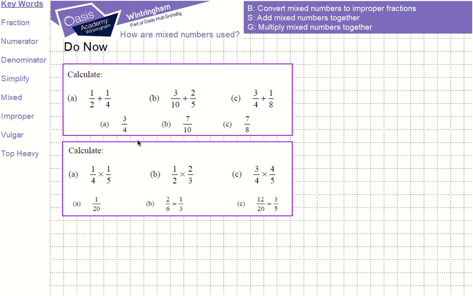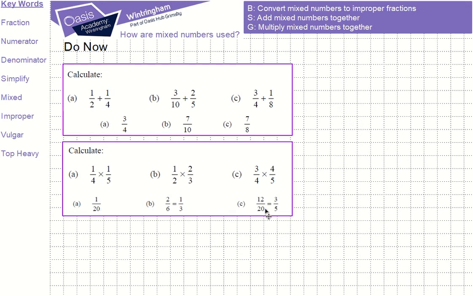Mark them, please. And the multiplying fractions, hopefully you understand how to do these by now. We multiply the top number, the numerator, on each fraction. So 1 multiplied by 1 is 1. And we multiply the denominators. So 4 multiplied by 5 is 20.